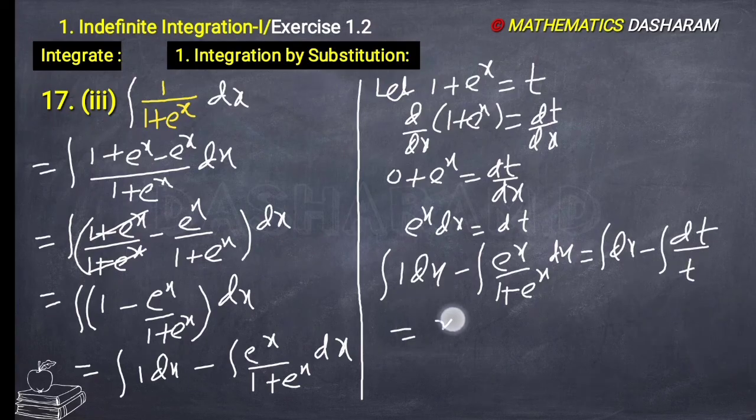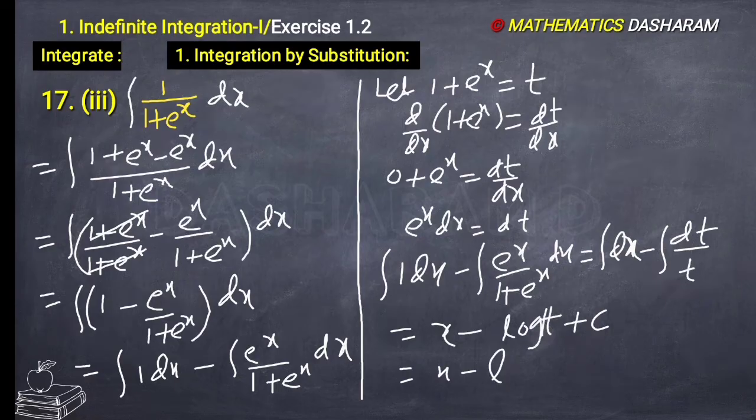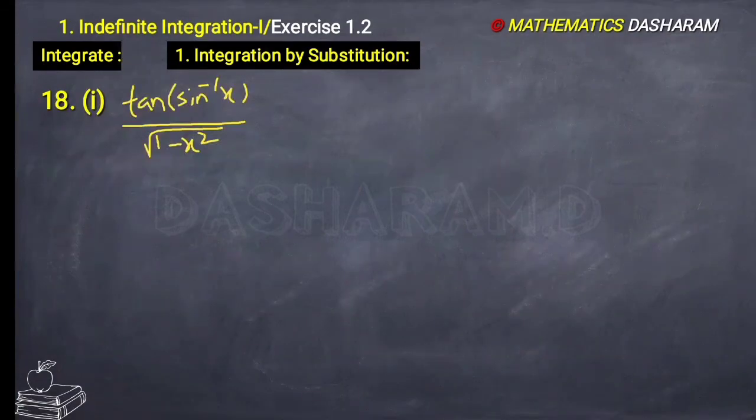So it is equal to integration of dx is x, minus integration of 1 by t is log t, add one constant. So x minus log mod t, and the t value is what? 1 plus e power x, so x minus log mod (1 plus e power x) plus c is the answer.